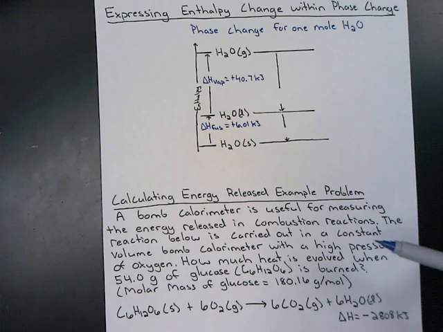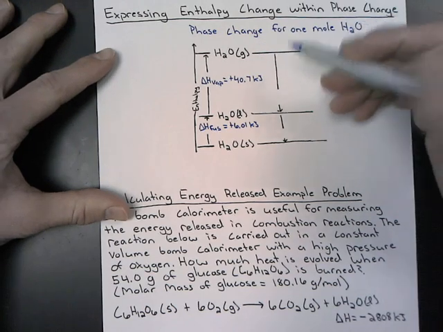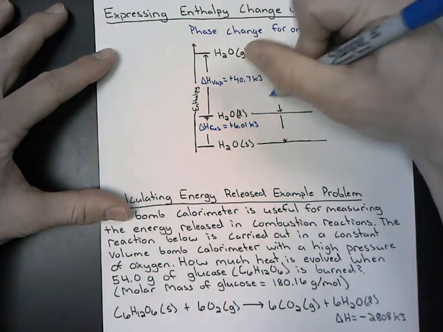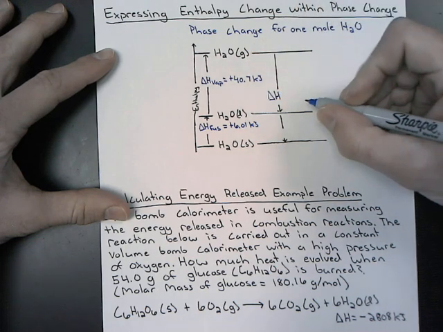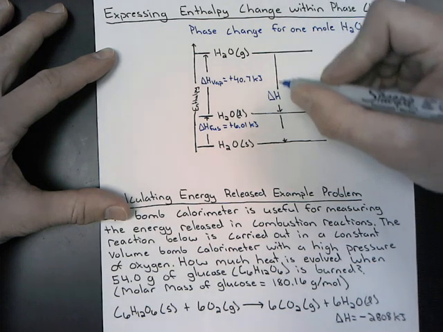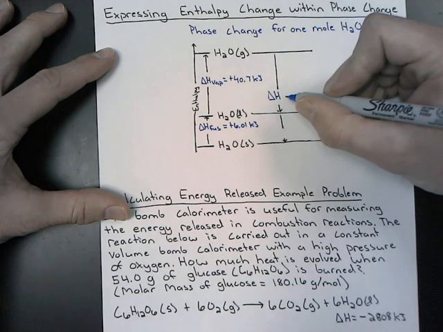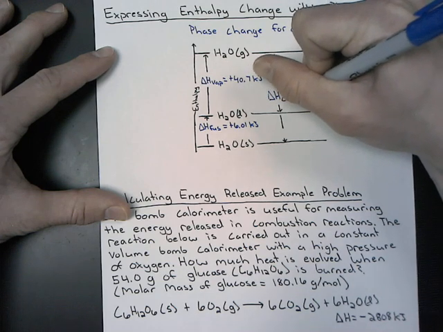If we go through the reverse process, what happens here? If we take 1 mole of gaseous water vapor and we cool it down, what we are going to do is this. We are going to condense gaseous water to liquid water. So the abbreviation for condensation is COND.